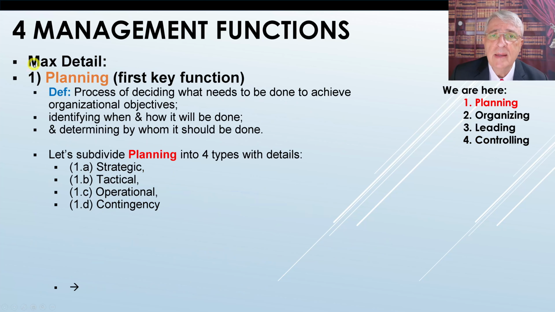This is the max detail on these 4. First is planning. Definition: the process of deciding what needs to be done to achieve organizational objectives. It's identifying when and how it will be done and determining by whom it should be done. So planning is usually cut into 4 different types, and we'll go into details on each of these, but it's strategic, tactical, operational, and contingency.